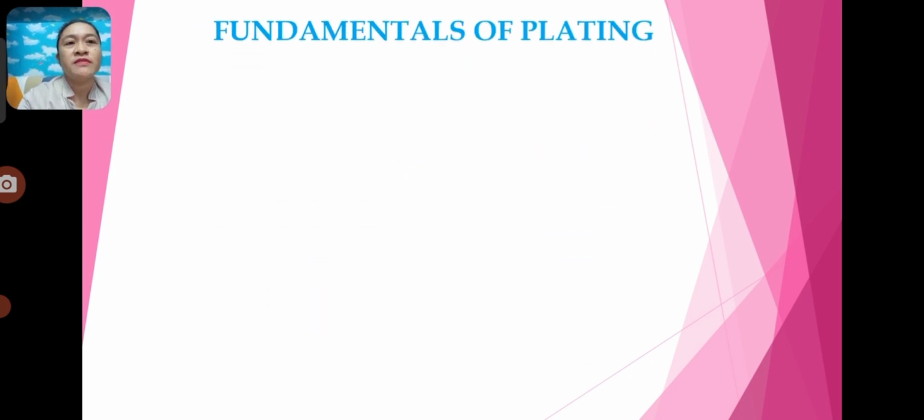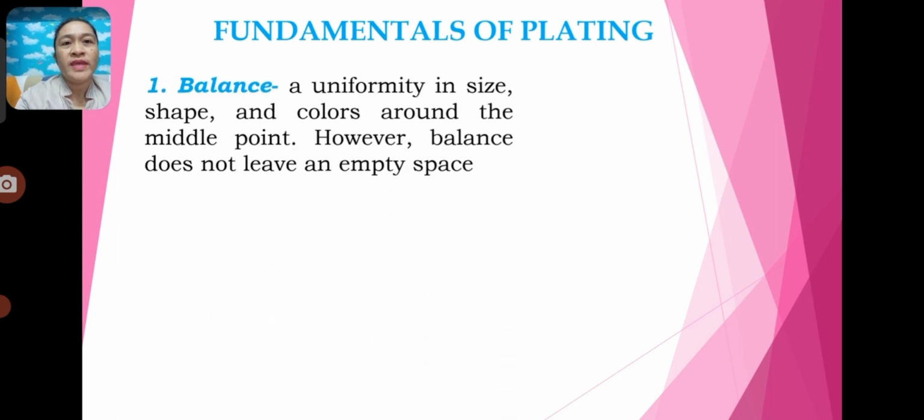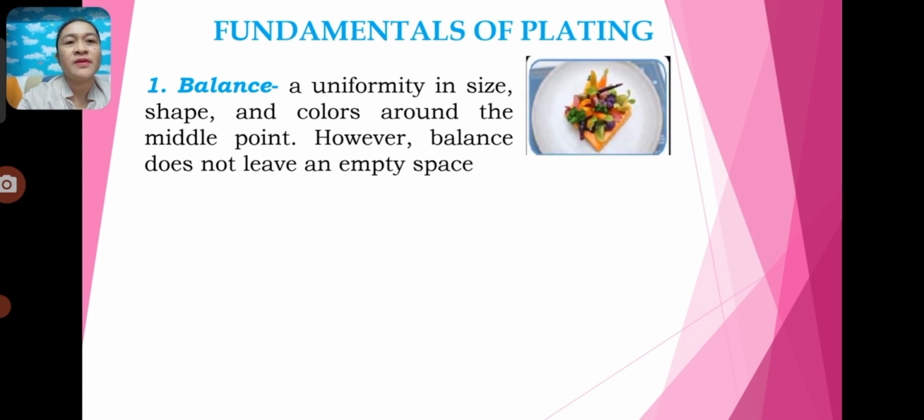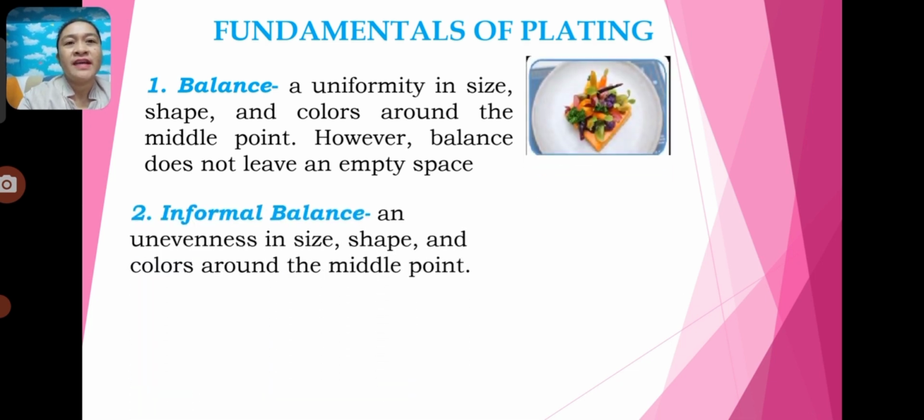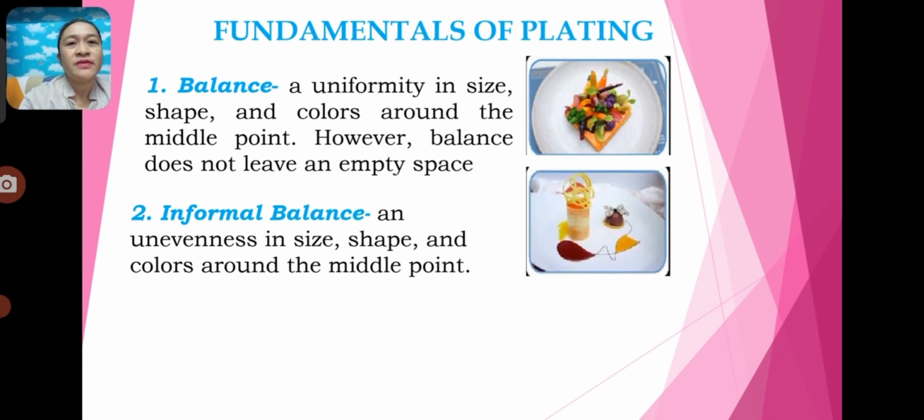So let's proceed to fundamentals of plating. So we have balance. Okay, so when we say balance, uniformity in size, shape, and colors around the middle point. However, the balance does not have an empty space. So I have here an example. Okay, next, fundamental that you need to observe, informal balance and an evenness in size, shape, and colors around the middle point. So look at the pictures on the right side. So that is an example of balance.